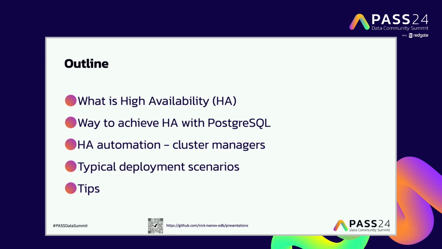So here's the outline. I will first try to explain to you what high availability is and what we think it is. Some of the methods that Postgres offers that allows you to achieve the required level of availability. We will talk a little bit about HA automation. I'll look at some typical deployment scenarios, and then I offer some tips for the time after you have deployed.